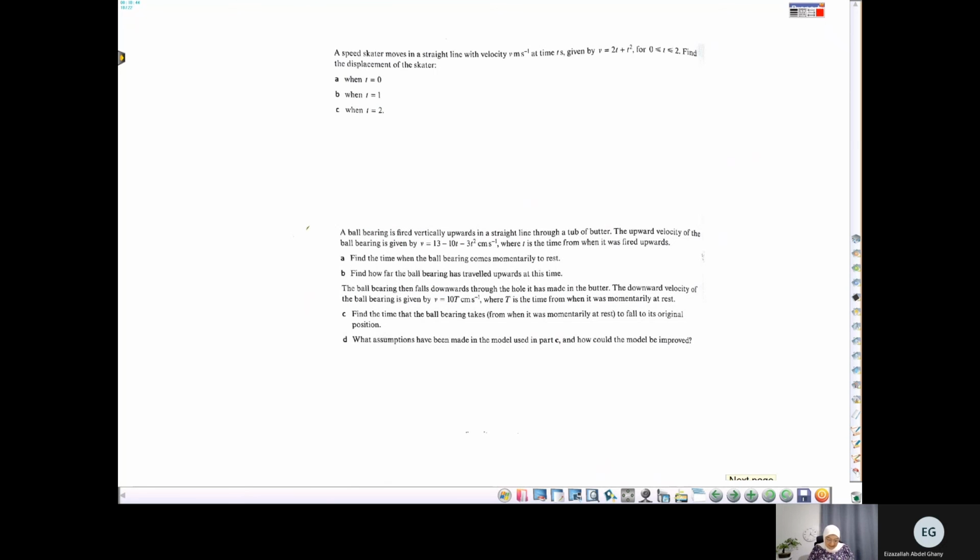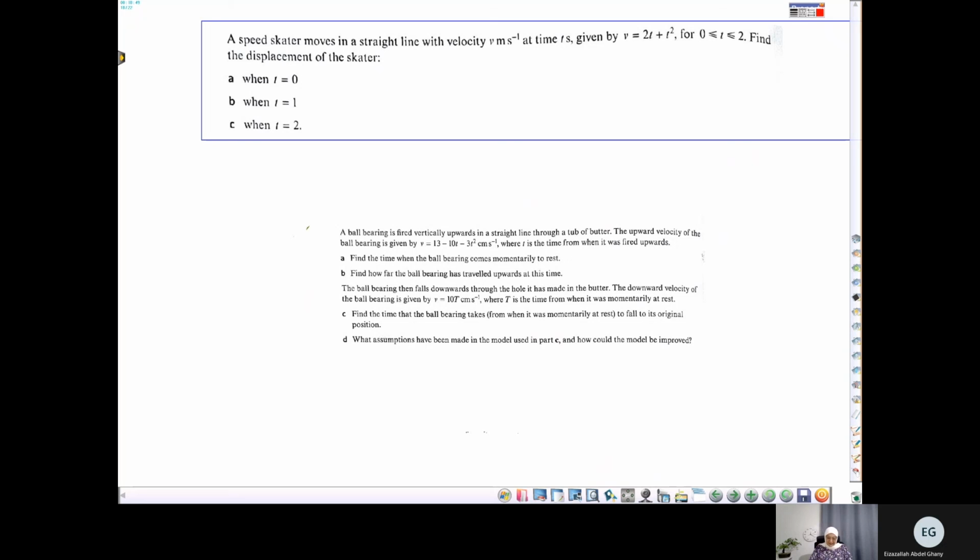A speed skater moves in a straight line with velocity v meter per second at time t seconds, given by v equals 2t plus t squared, and the time ranges from 0 to 2. Find the displacement of the skater when t equals 0, when t equals 1, when t equals 2. We will simply integrate, and this will be the limits of integration.